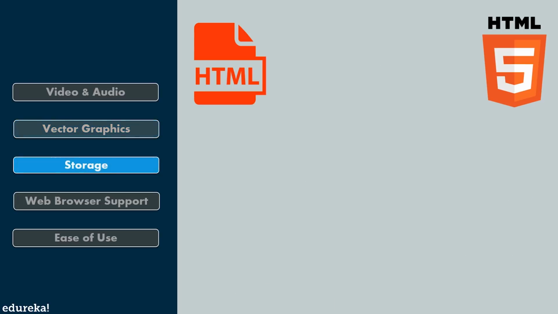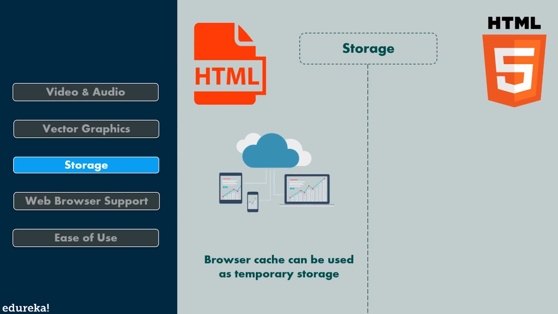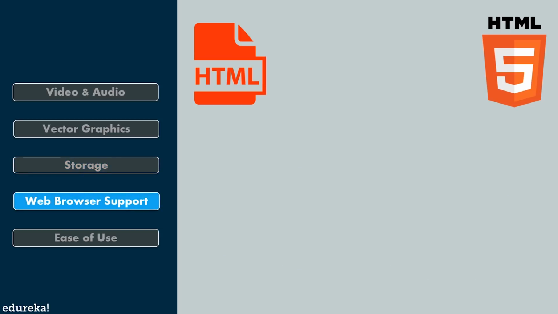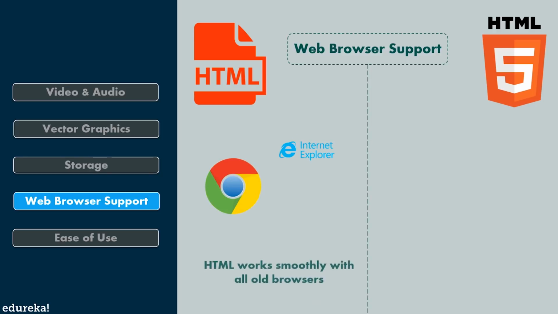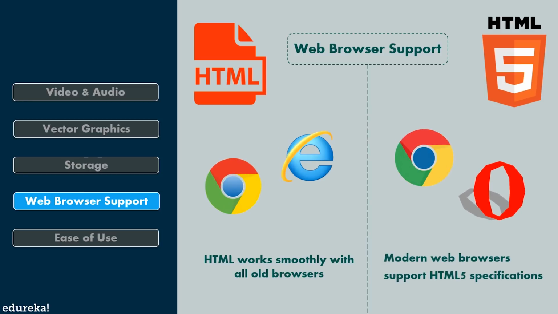The third factor is the storage. Now, in case of HTML, we can use the browser cache as the temporary storage, whereas in case of HTML5, application cache, web SQL database, and web storage is used. So now, in case of the first version of HTML, all the old web browsers such as Internet Explorer run smoothly. And for HTML5, the new browsers have started supporting its specifications. Some of the browsers include Mozilla Firefox, Chrome, Opera, etc.